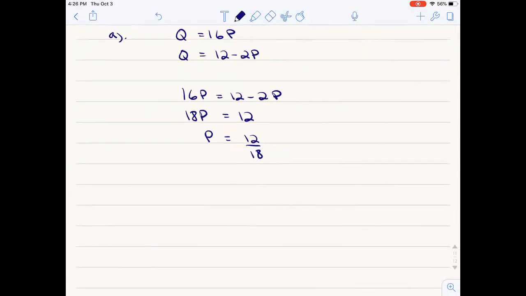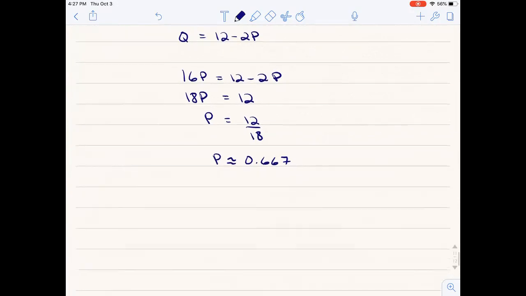12 over 18, p is roughly 0.667. It's 0.66 repeating, but because we have an easier time dealing with decimals than we do fractions, I'm just going to use the decimal version. But I can't remember if I changed it or if I asked you to just leave it as a fraction. I might have asked you to leave it as a fraction, and if so, then 12 over 18, that's fine. You don't have to reduce it. Okay.